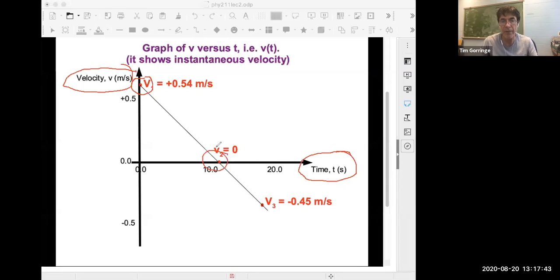This is the intermediate position of the cart. It's where it got to the far right and momentarily had 0 velocity. We called that V2. It occurred at 11 seconds. And then this was the final position of the cart, the V3, and its velocity there was minus 0.45 meters per second. And that occurred at 19 seconds. So these are the 3 velocities at those 3 important times, the initial, final, and intermediate time.